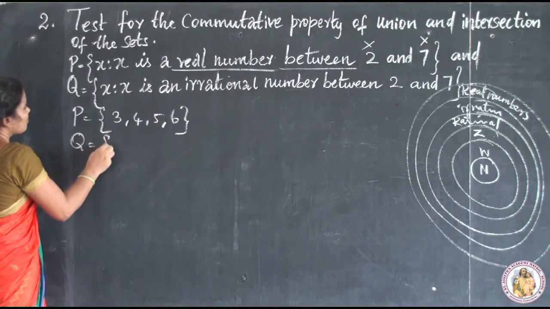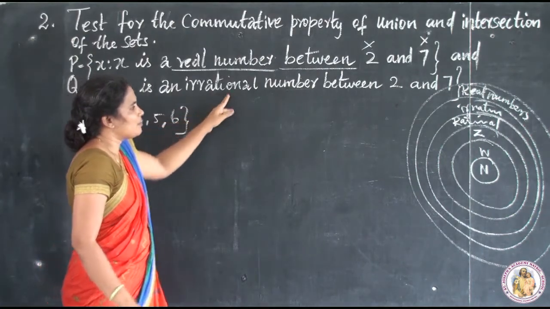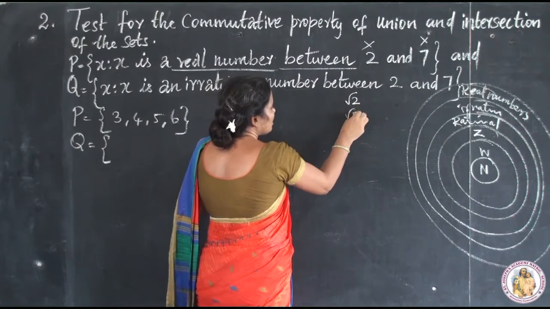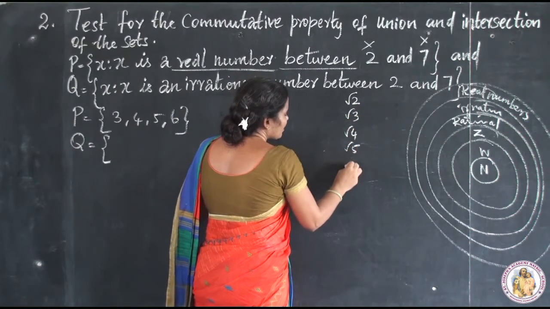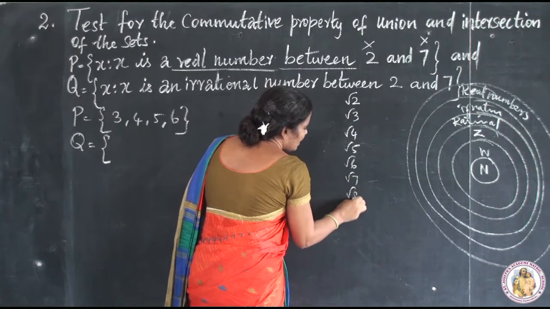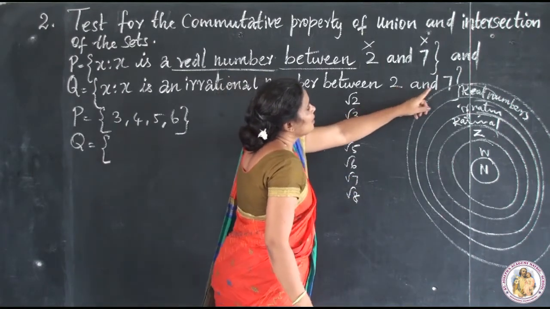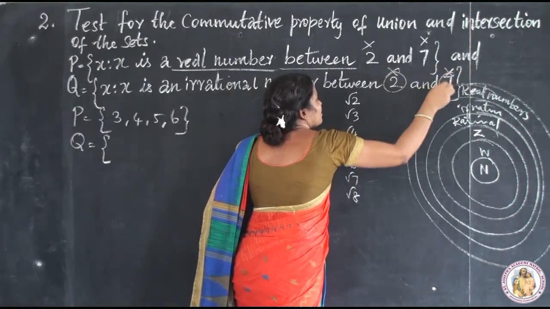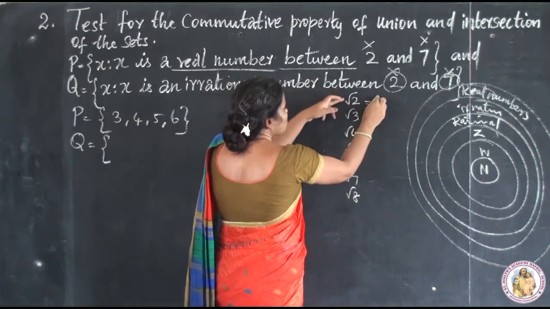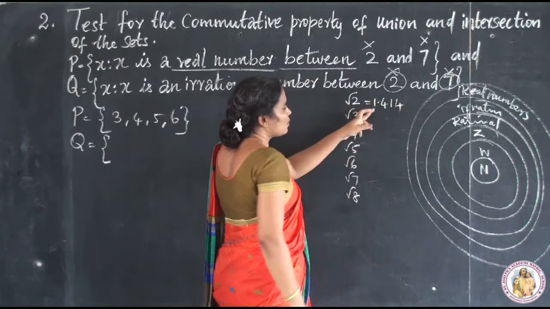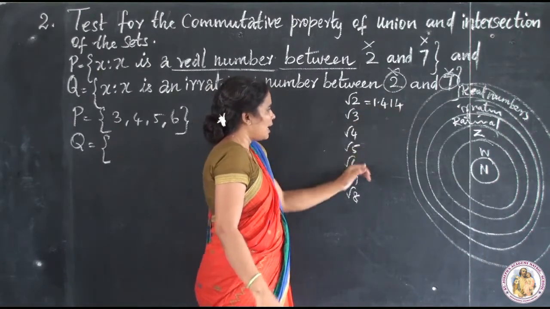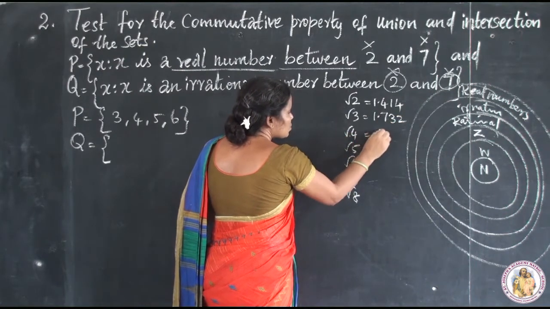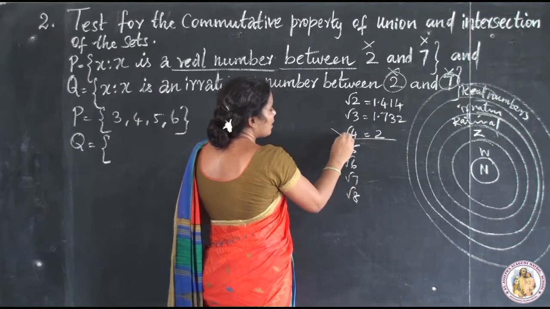Q is equal to the irrational numbers. An irrational number is nothing but a root. That is root 2, root 3, root 4, root 5, root 6, root 7, root 8 as it goes on till the whole number 7. Okay. So we do not take 2 and 7. For root 2 it is 1.414, and likewise for root 3 it is 1.732. Here for root 4 it is 2. So up to 4 we do not take.